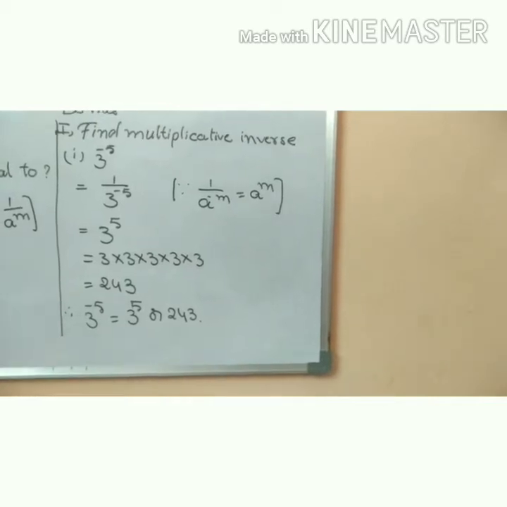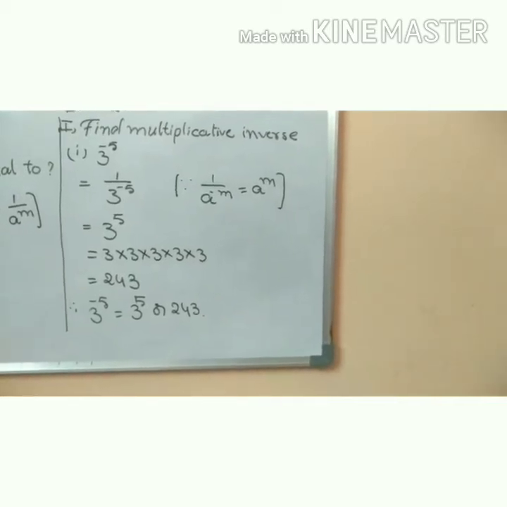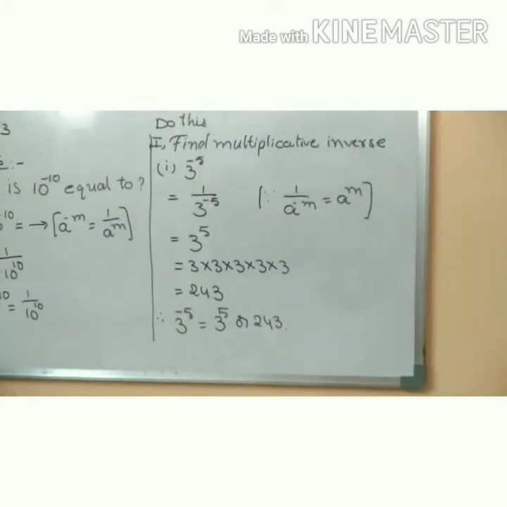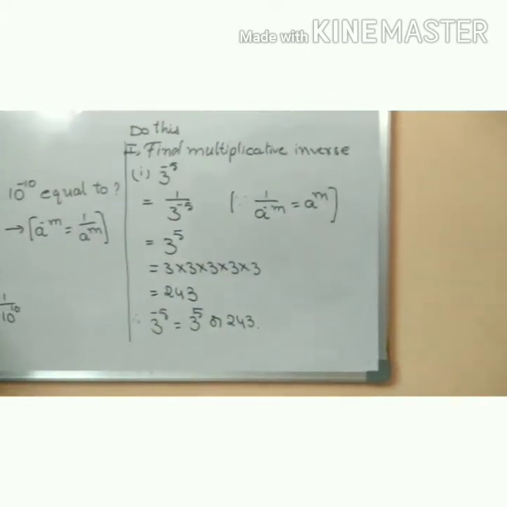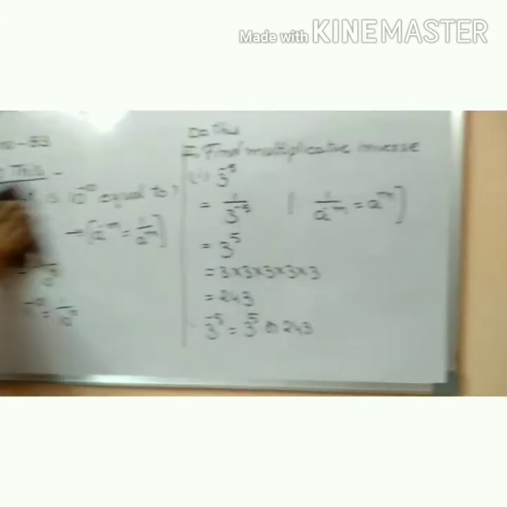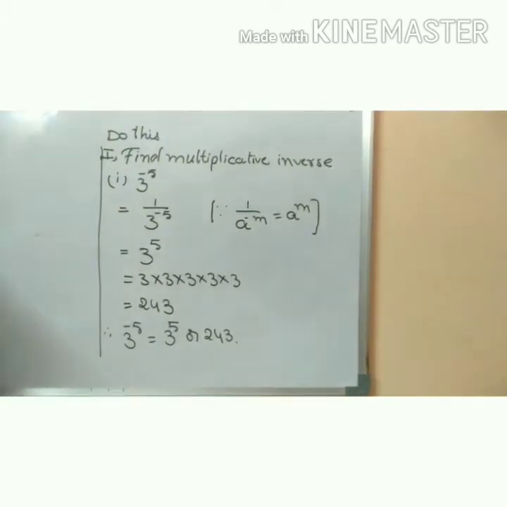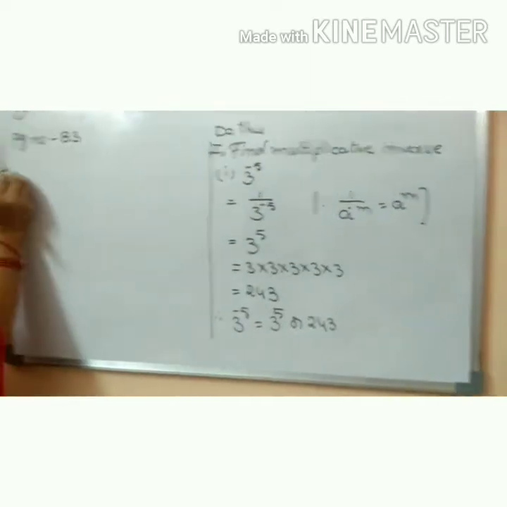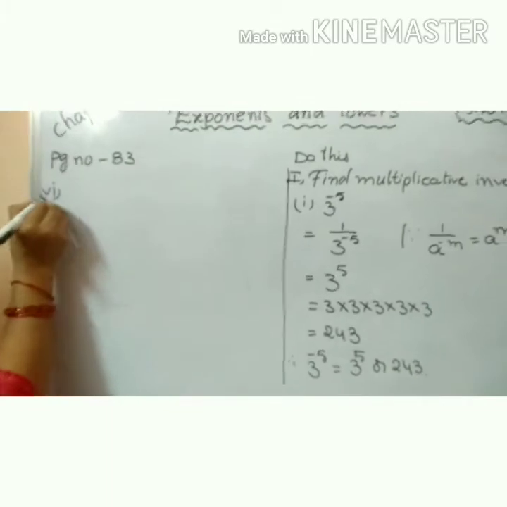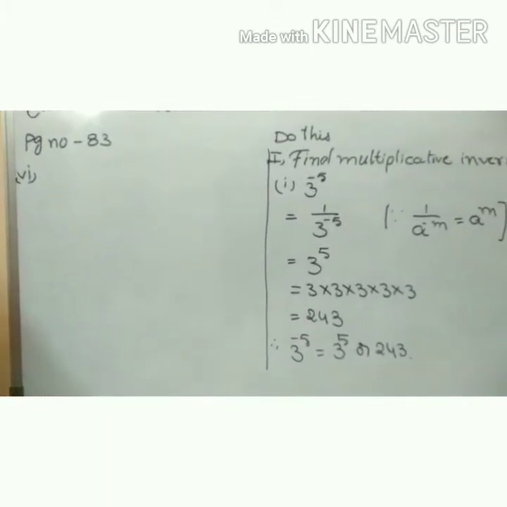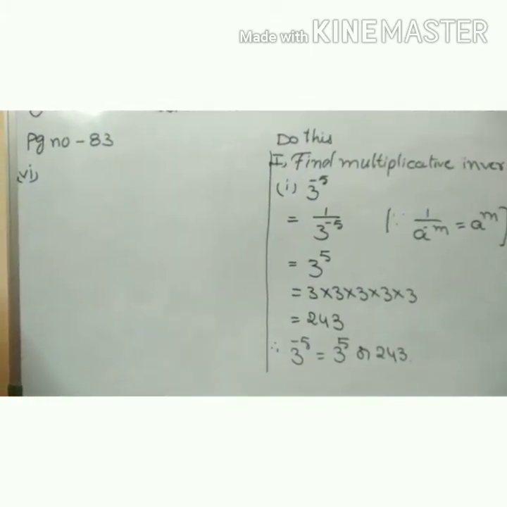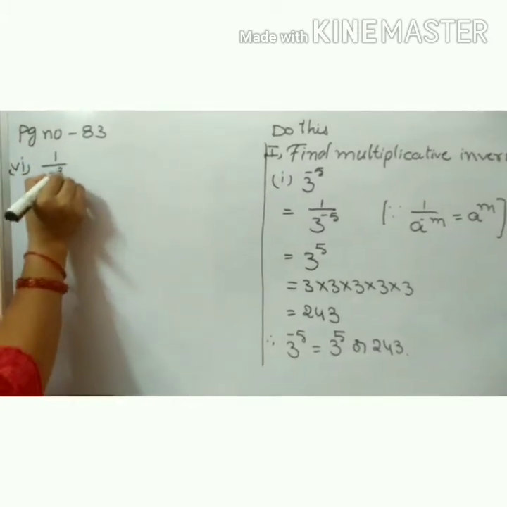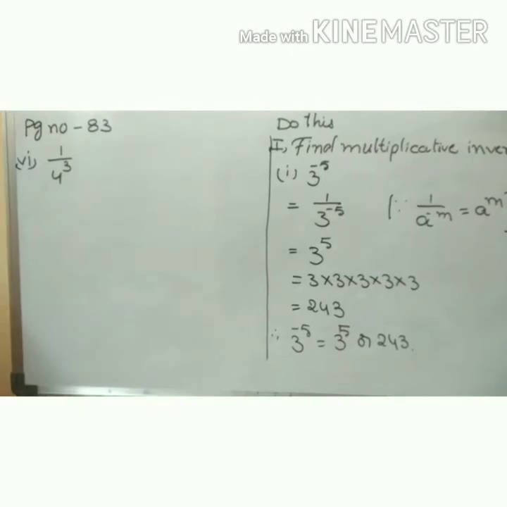I will explain the sixth one. Here, the sixth problem, and the remaining problems are homework. What is the sixth one here? 1 by 4 power 3. Here write 1 by 4 power 3.